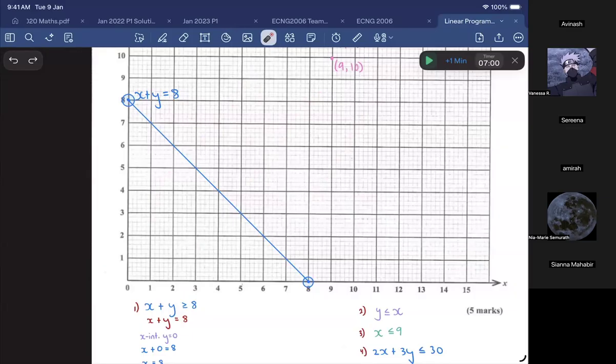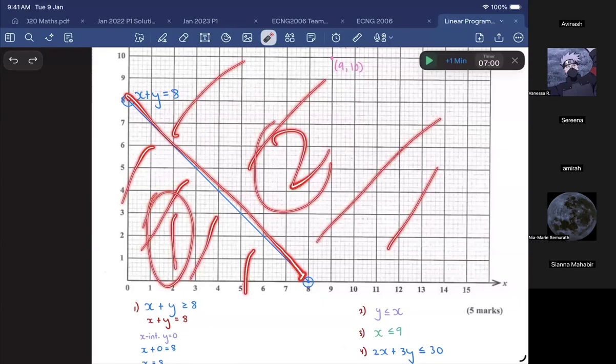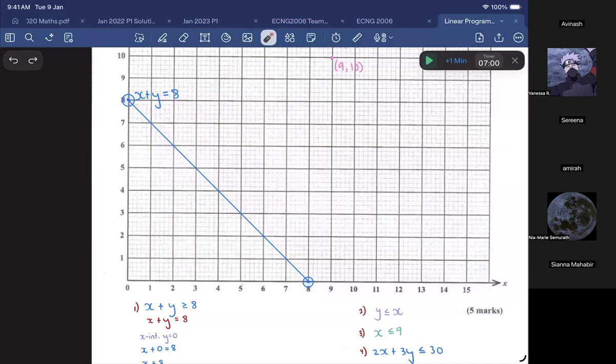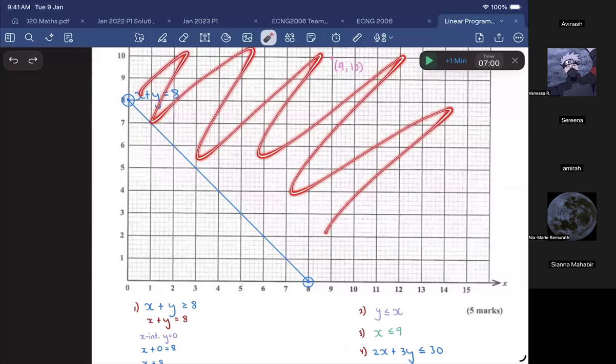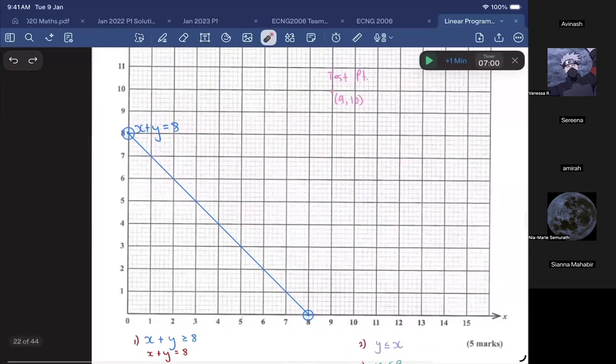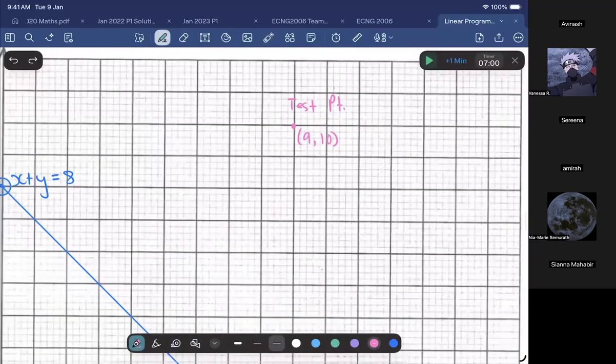So what I said was this line is dividing the graph into two regions, region 1 and region 2, on either side. Now we need to figure out where it is going to be more than or equal to 8. To do this, you select a test point in one of the regions. So Maria decided to pick a point in this region, and she picked 9, 10. If that is the case, could somebody tell me what x is and what y is?